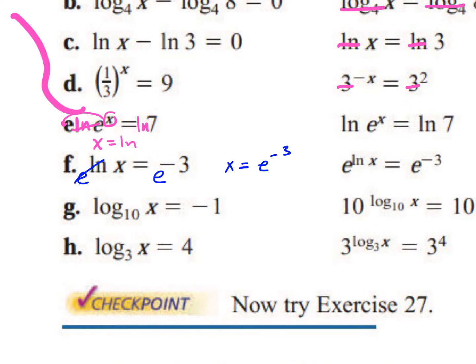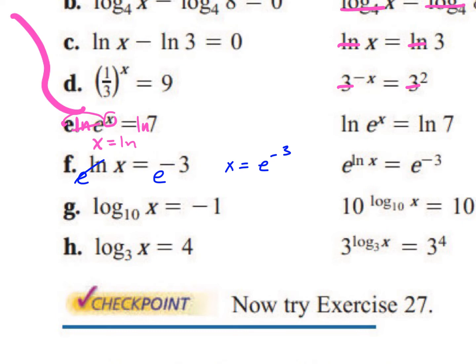Wait, why did you put the e there? Because I'm doing the inverse of ln to help me solve for x. That's what all of these are, properties to help you solve for x. The inverse of ln is e? Because e to the power of ln is 1, it cancels out, and the ln of e is 1, so it cancels out.